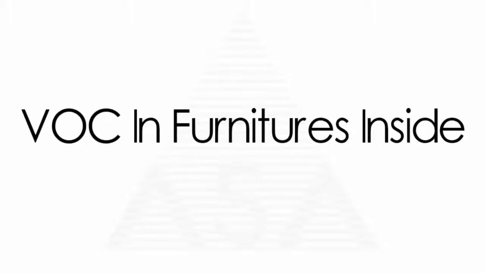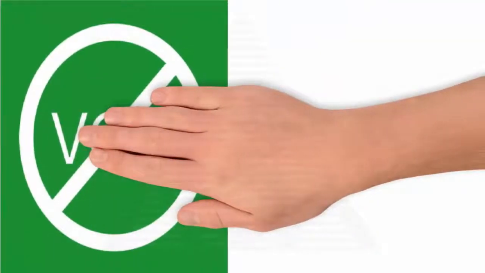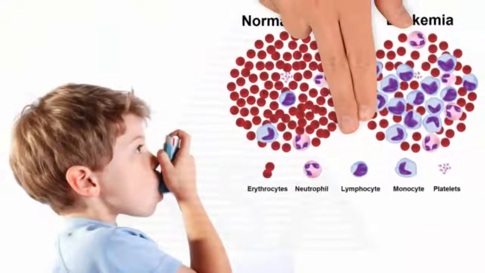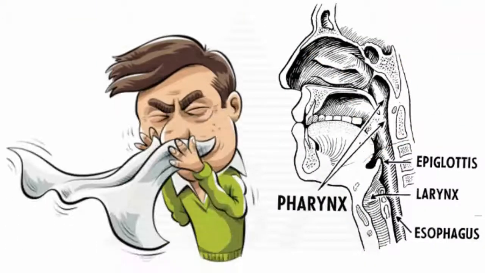VOC in furniture inside healthy buildings. The VOC emissions from furniture and furnishings cause childhood asthma, leukemia, pharynx, and nose irritation.